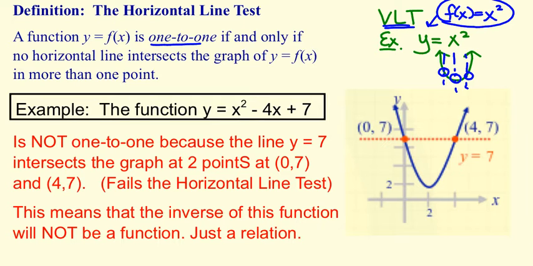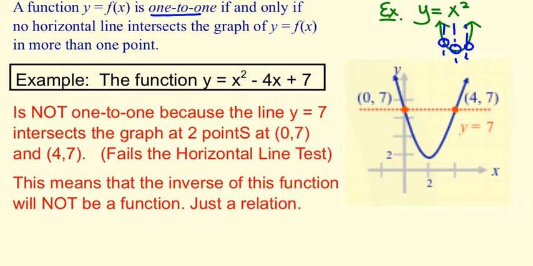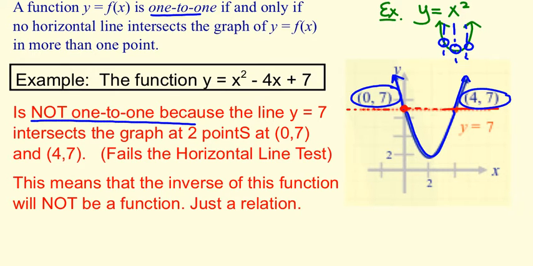So here's an example for you below. So we have this parabola. It opens up. It has a couple points identified. Imagine if we run across horizontally and we get a point of (0, 7), and another point touching at (4, 7). This fails the horizontal line test. It's not one-to-one. This example is not one-to-one because it intersects at (0, 7) and (4, 7). So it fails the horizontal line test.